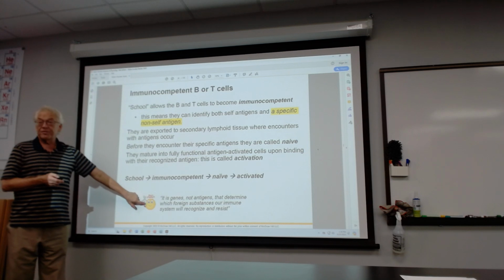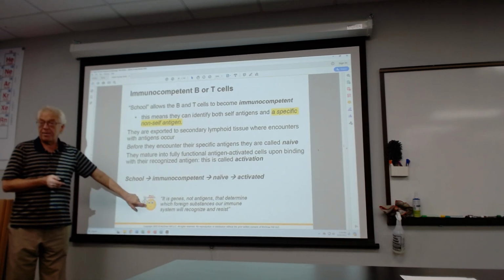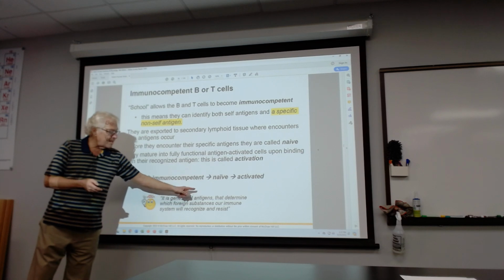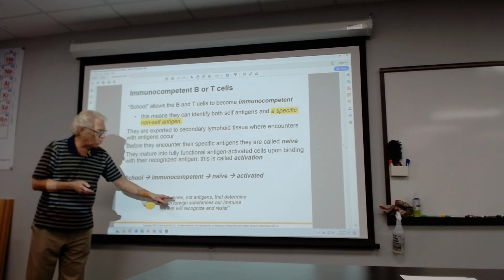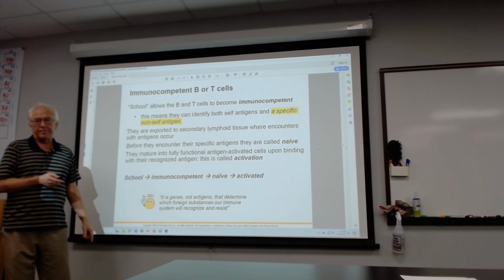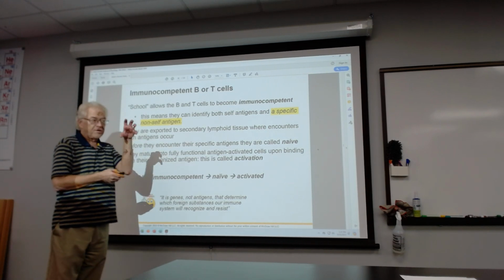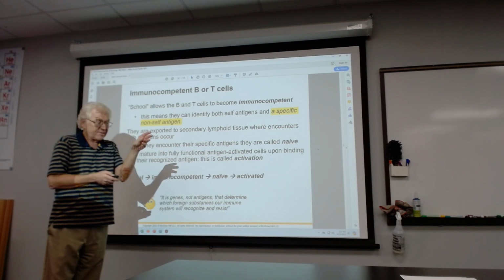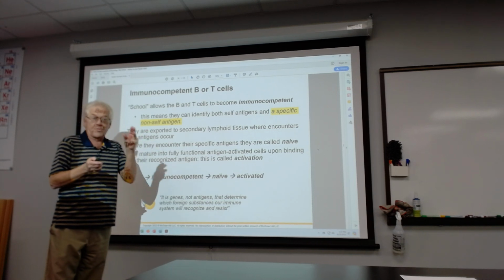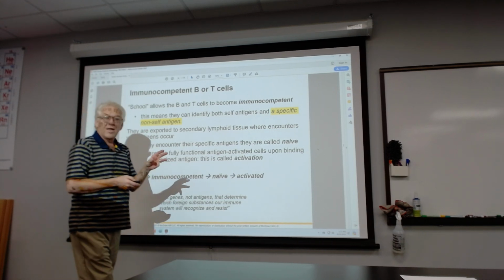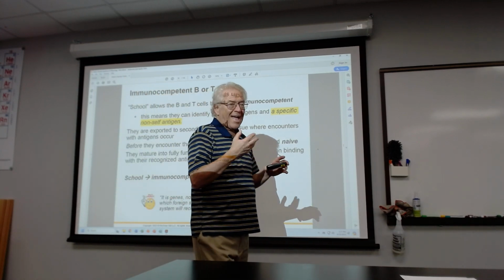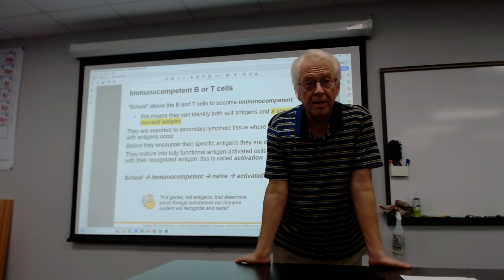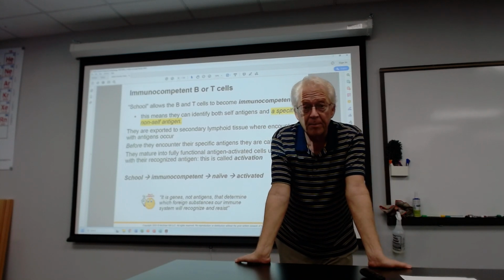Now, I know there's a test question about this, so that's why we need to know it. It is our genes, not the antigens, that determine which foreign substance we see. You are born with this kind of receptor or this kind of receptor. Got it? And if that's the kind of receptor that works, perfect. Got it? And that's why health and sickness sometimes runs in families, because there's a genetic component.